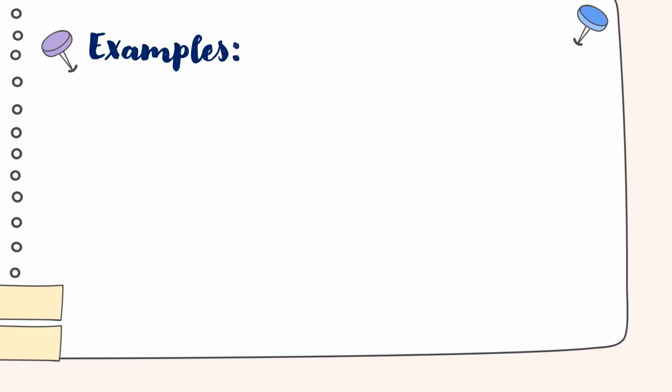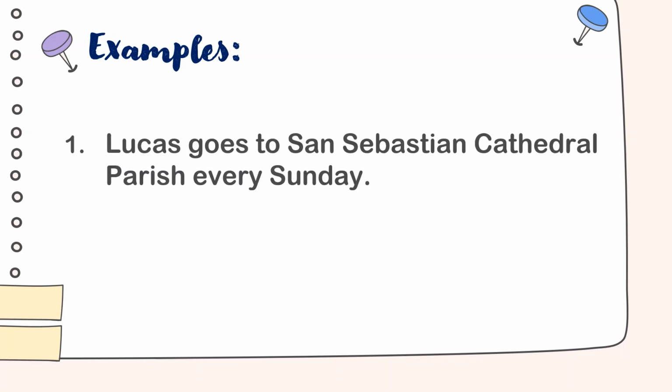Analyze the given examples below. Number 1. Lucas goes to San Sebastian Cathedral Parish every Sunday. In this sentence, can you spot where the subject and verb are? You got it right. The subject is Lucas and the verb is goes. Now, can you identify the preposition in this sentence? Alright, the preposition is to. Then, what is the object of the preposition?